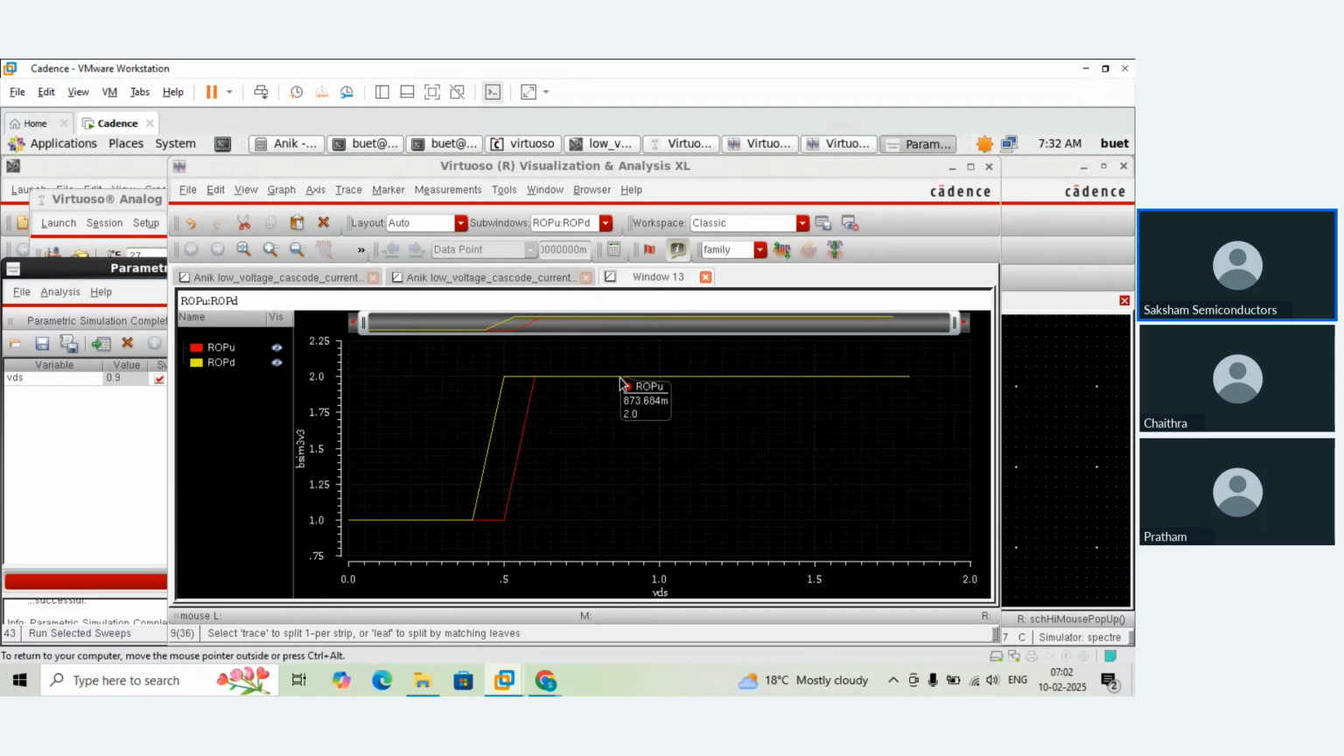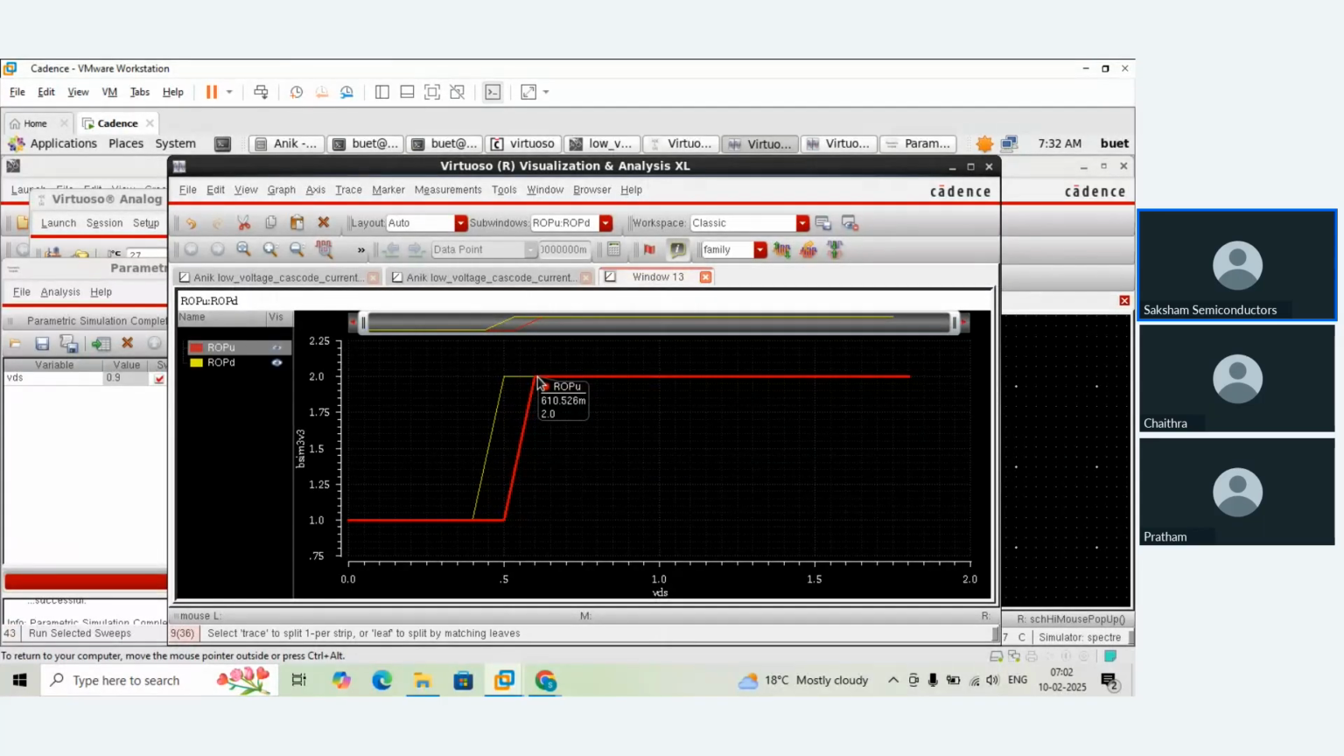How do I say this is in the saturation region? If you see 2 is being mentioned over here, 2 means saturation region. And if you see here, 1 means it's in the linear region. So from here to here, it is slowly entering into the saturation region. And this is the point at which both the MOSFETs, that is the upper and the lower MOSFETs, would be in the saturation region. And what is that voltage? It is exactly 600 millivolts. So that's how you reduce the output voltage.